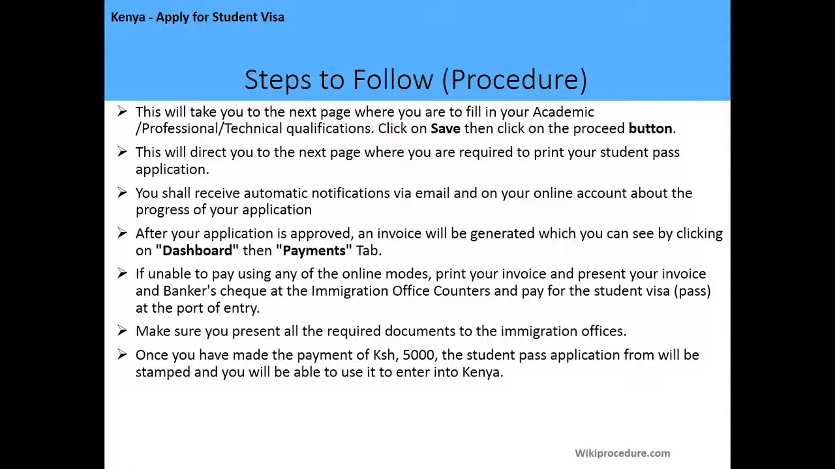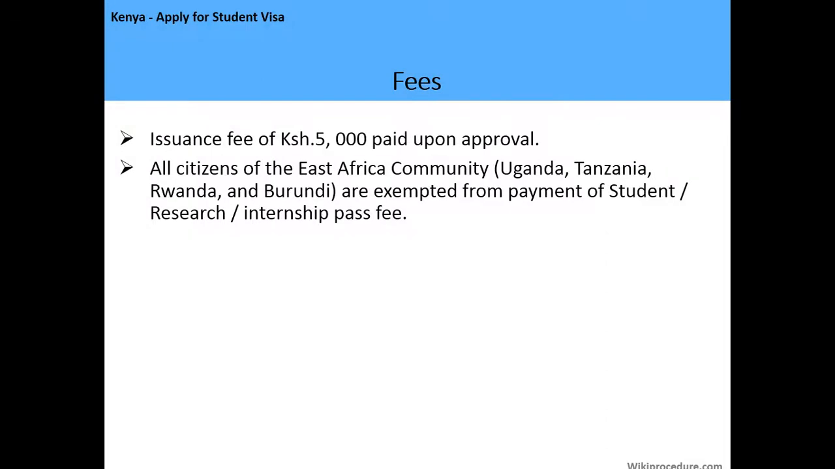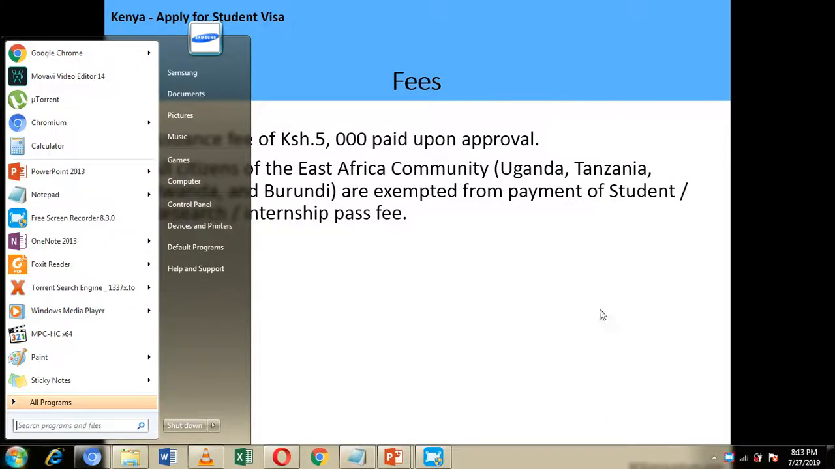So make sure you present all the required documents at the immigration offices while entering into Kenya. And once you have made the payment of the 5,000 shillings, the student pass application form will be stamped and you'll be able to use it as you enter into Kenya. So let's just see how this is done online.